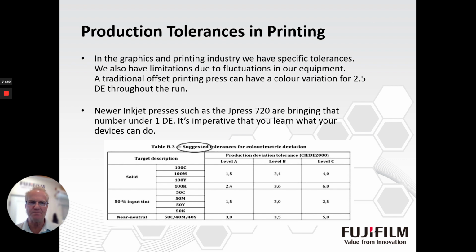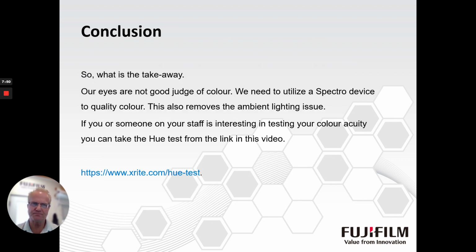That's not uncommon. Some of the new inkjet presses, for example, the new Fuji J Press 720, we're seeing that is keeping the delta E at around a 1 quite easily from start to finish for months on end. So it's imperative to know what the tolerance of your device is, and then to be able to translate that to an acceptable tolerance. So what is our takeaway here?